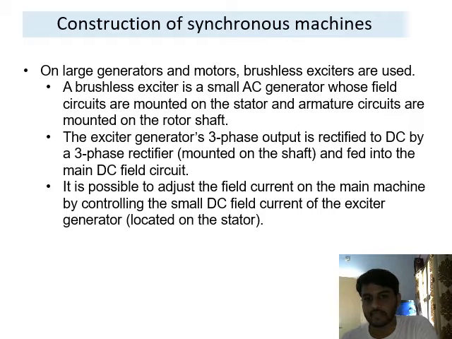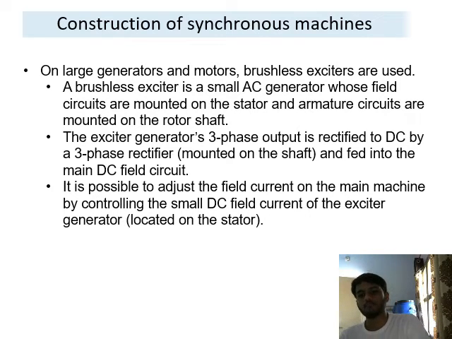Okay, a brushless exciter is a simple AC generator whose field circuit is mounted on the stator and the armature circuit is mounted on the rotor shaft. So this is one arrangement for supplying the DC power to a big or large generator. The exciter generator's three-phase output is rectified to DC by a three-phase rectifier and fed into the main DC field circuit.